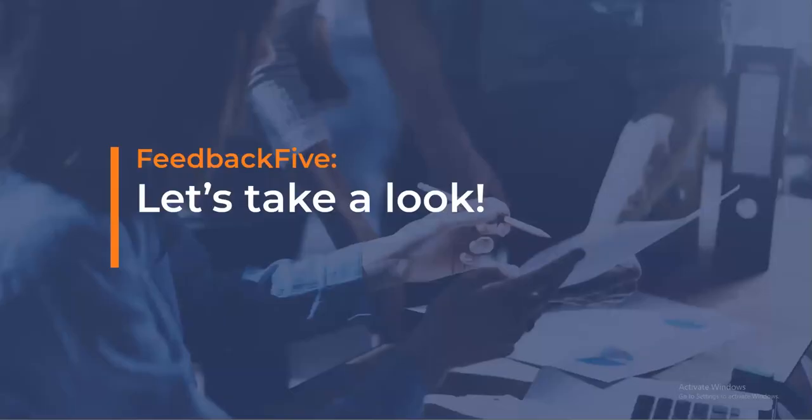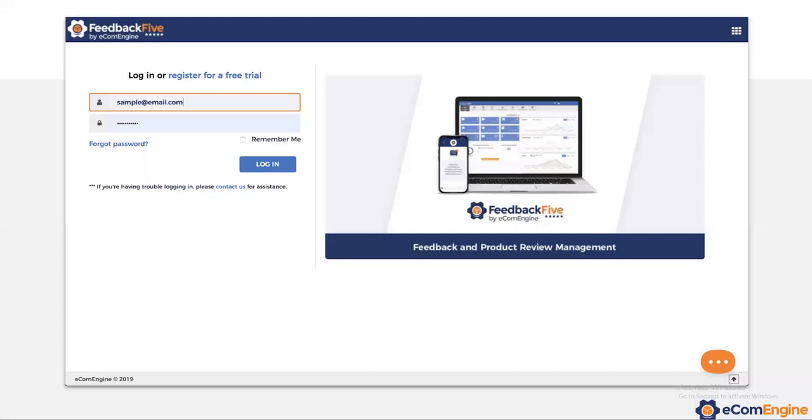And we're going to go to what features can go in parallel to, of course, tracking your Amazon sales trends. We're going to take a look at the other features of FeedbackFive that could go in parallel to that. And so I'm going to give you a quick overview of the FeedbackFive software.